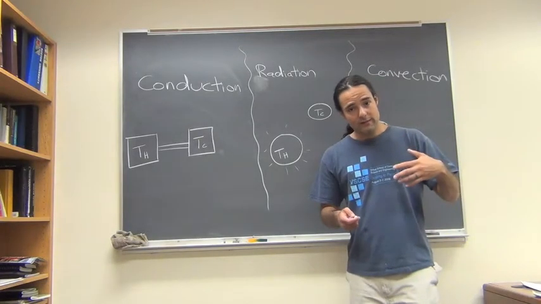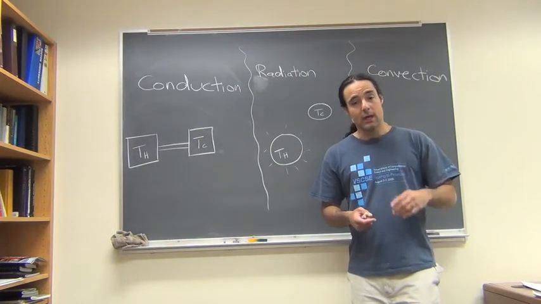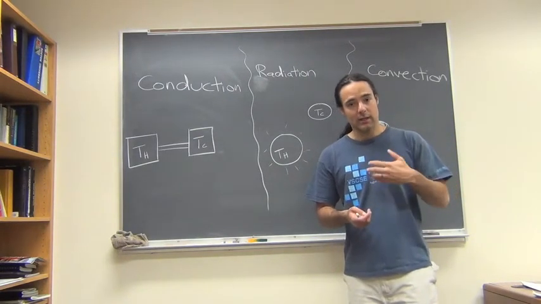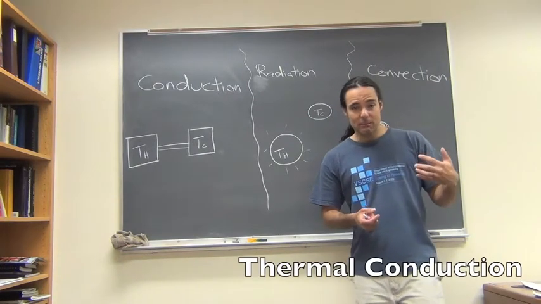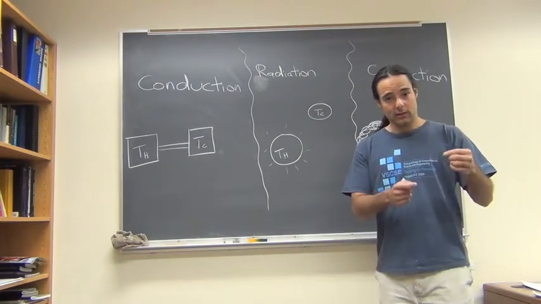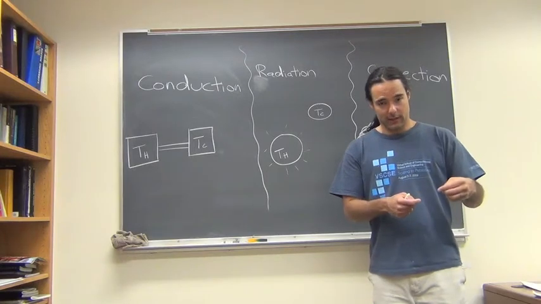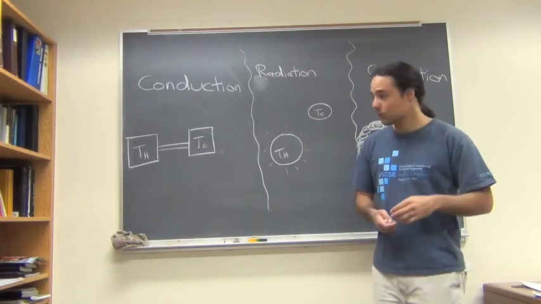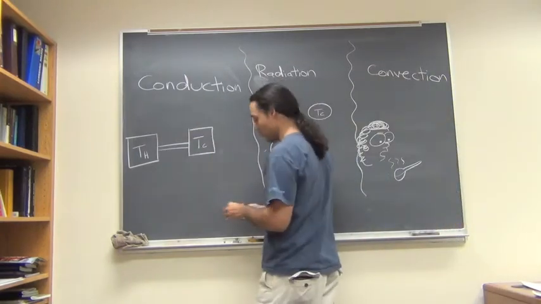We're going to talk about three different ways of transferring heat: conduction, radiation, and convection. The first of these is thermal conduction. This happens when I have two objects that are in physical contact with each other, and they are going to conduct heat from one place to another. So here we have conduction.